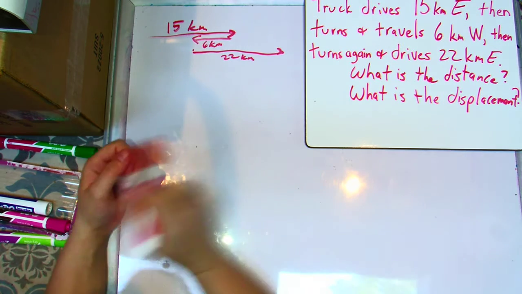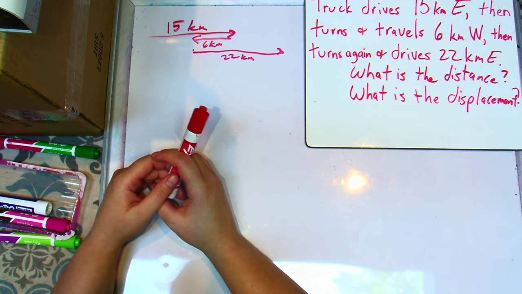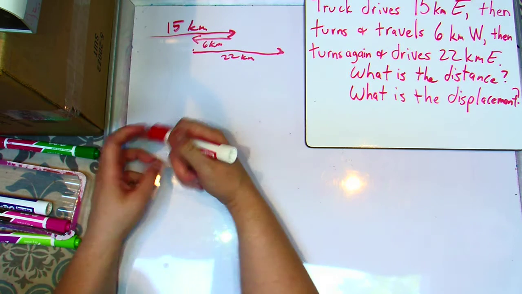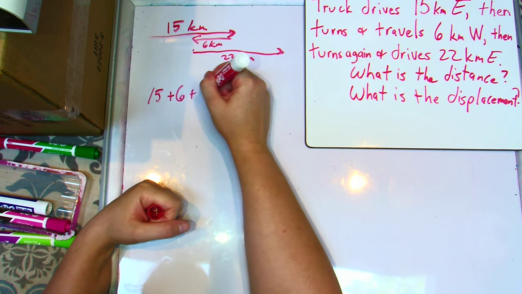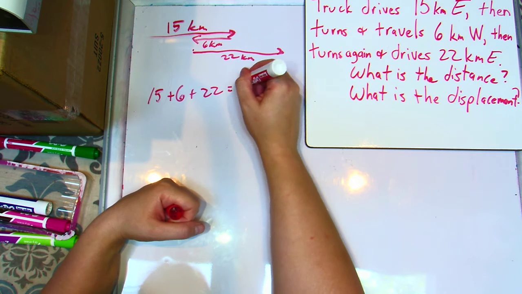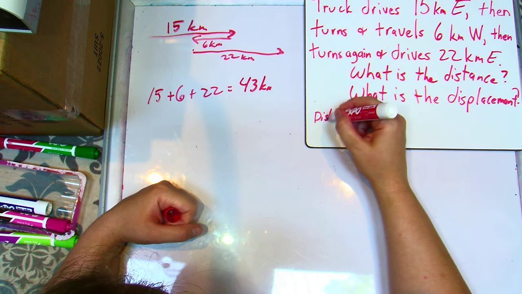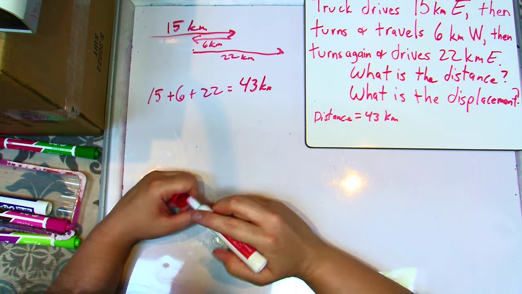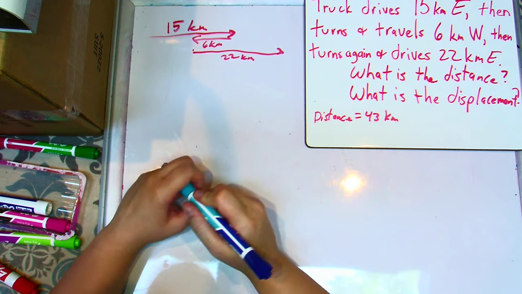Now remember, distance is a scalar quantity. It is simply an amount. So what is the full path that is traveled by this truck? Well, to do that, we simply add it up. We have 15 plus 6 plus 22 would give us 43 kilometers. So the distance equals 43 kilometers.